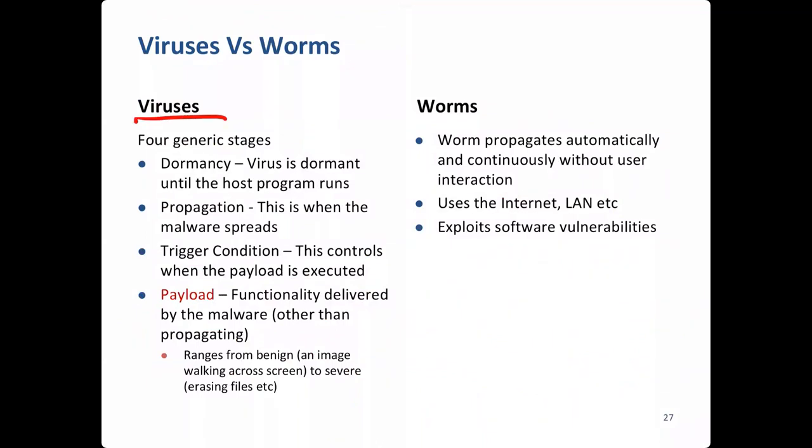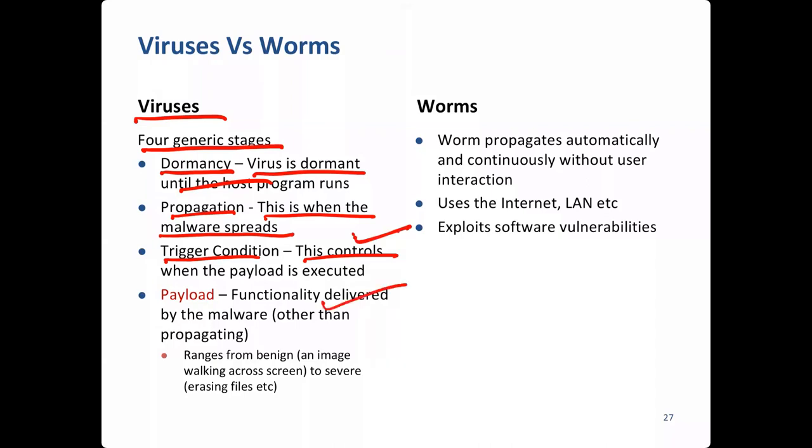The four stages of a virus are dormancy, when the virus is dormant; propagation, when the virus propagates with the help of some medium; trigger condition; and execution, when the payload of the virus or the virus program executes. Okay, all right. So these are the four conditions. So dormant, propagation, trigger, when the condition is met. You can say that the virus will be executed on 1st January 2024.